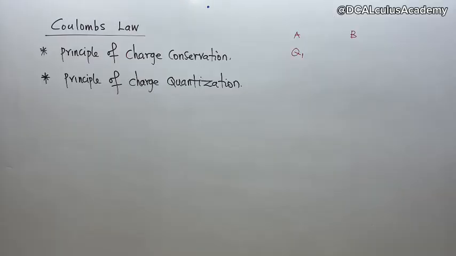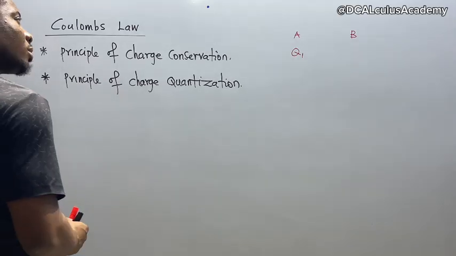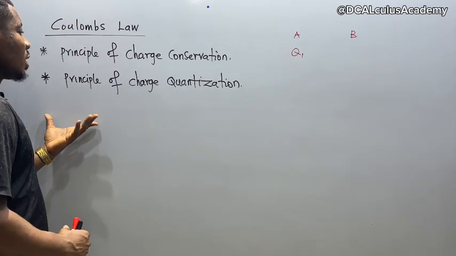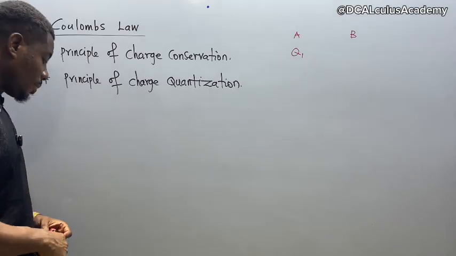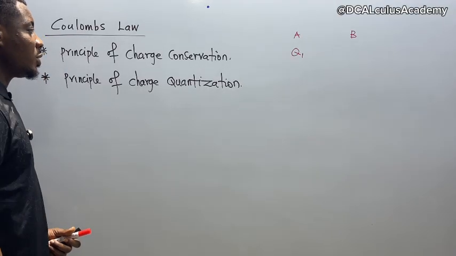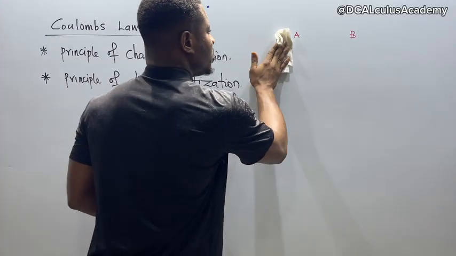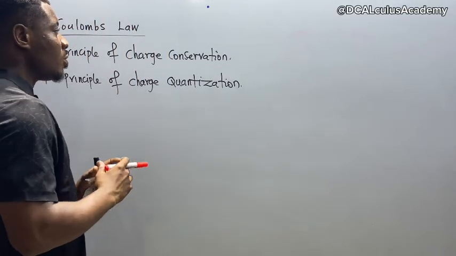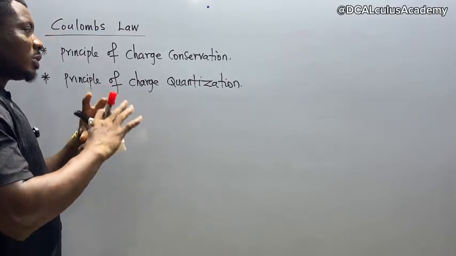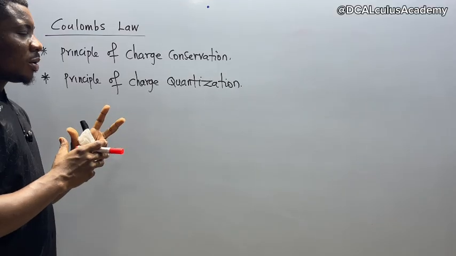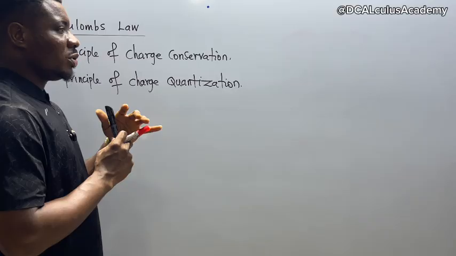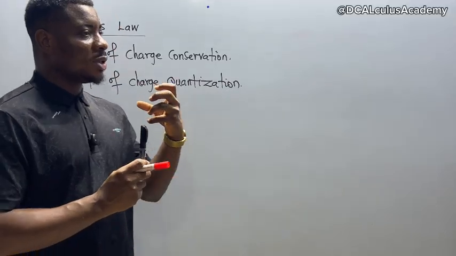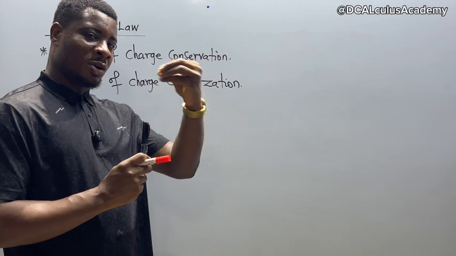Now Coulomb's law has two principles that govern charges. One of them is the principle of charge conservation, and the other is the principle of charge quantization. What is the principle of charge conservation? It tells us that in a closed or isolated system, the total charge is zero. What it means is that charges cannot be created, charges cannot be destroyed, charges can only be transferred from one object to another object.